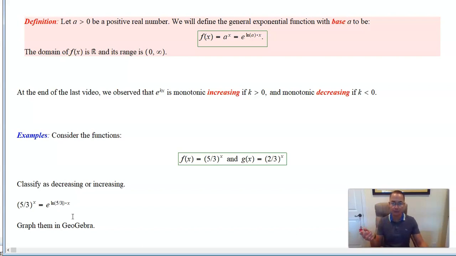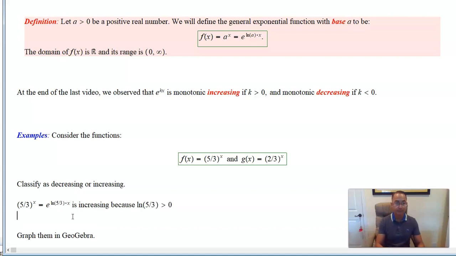Okay, but what do we know about ln of 5/3? 5/3 is bigger than 1. So ln of 5/3 is a positive number. Okay, so the coefficient of x is positive. We therefore get an increasing function. Okay, so this is increasing because ln of 5/3 is positive. Okay, so how about 2/3 to the x? So we will now get e to the ln of 2/3 times x.